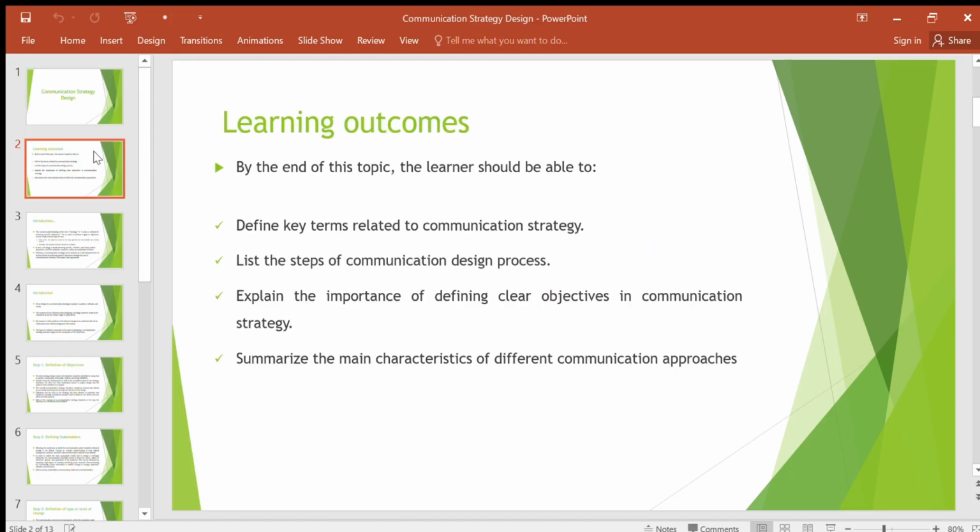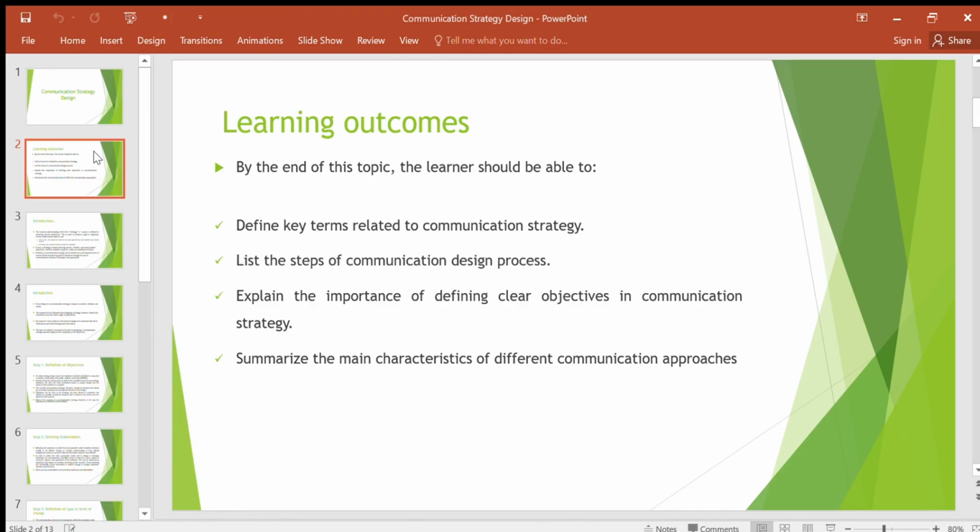For today's class, those are some of the learning outcomes. By the end of this topic, the learner should be able to: 1. Define key terms related to communication strategy. 2. List the steps of the communication design process. 3. Explain the importance of defining clear objectives in communication strategy. And 4. Summarize the main characteristics of different communication approaches.